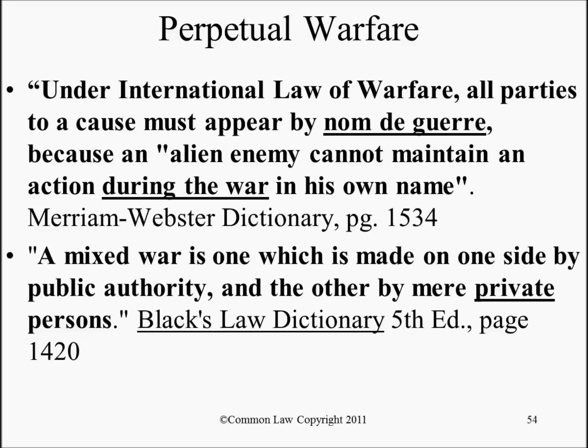Okay, well, think about it, people. The War of Independence was fought over them making war. Magna Carta was fought over making war, and now they're back doing it again. A mixed war is one which is made on one side by public authority and the other side by a mere private person. So they're making war on you and me. That's exactly what they're doing.